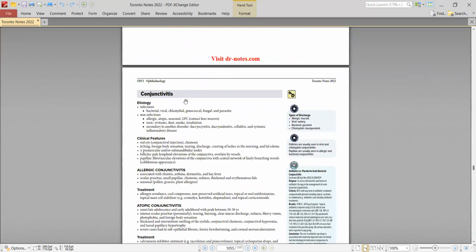Conjunctivitis means inflammation of the conjunctiva. The white part which we see is the conjunctiva. So the etiology is infectious or non-infectious.